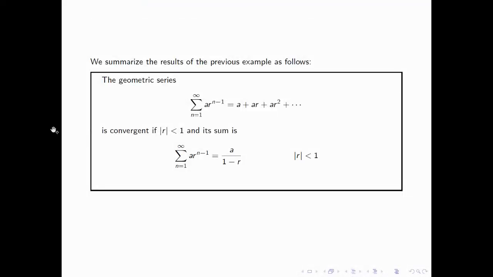There. So there's the result for a geometric series. In our case, that first term, the 1 over 5 to the n, is going to be a geometric series. The common ratio is going to be 1 divided by 5, and its absolute value is less than 1, which means we can calculate its sum, which means it's convergent.